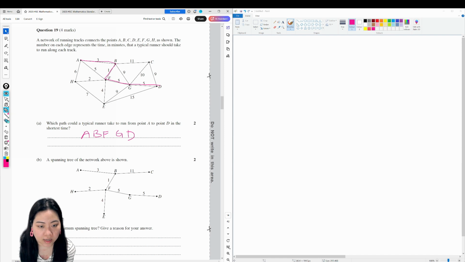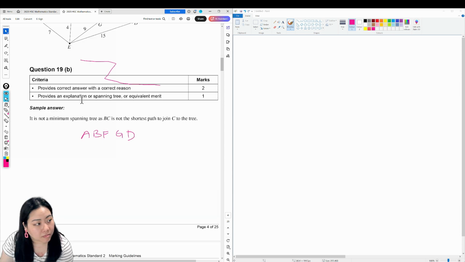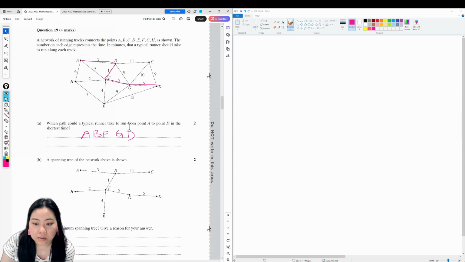Let's see what they say. Answer path A, B, F, G, D. Yes, that looks good. And then B. It is not a minimum spanning tree as BC is not the shortest path to join C to the tree. That's right, it should be D to C, because that would be the shortest path with 9 minutes instead of 11.